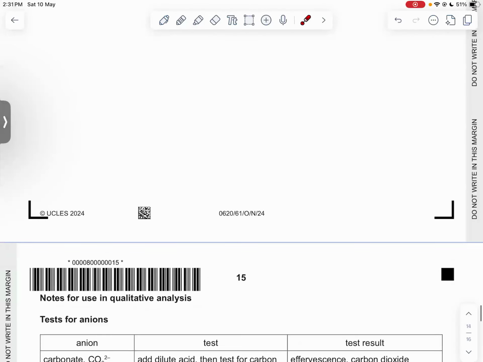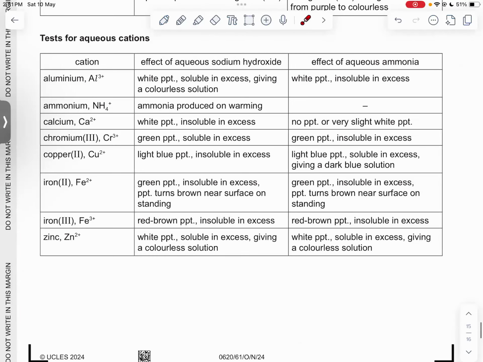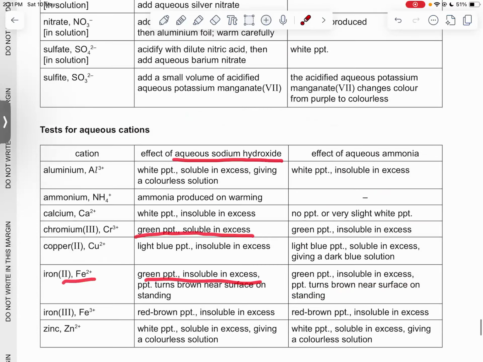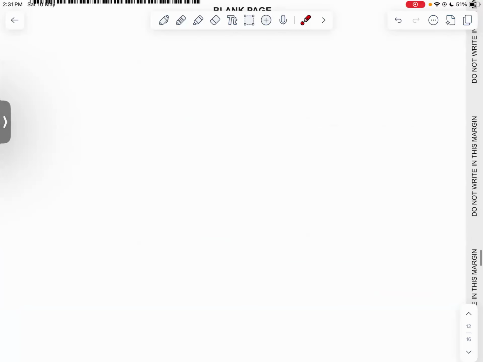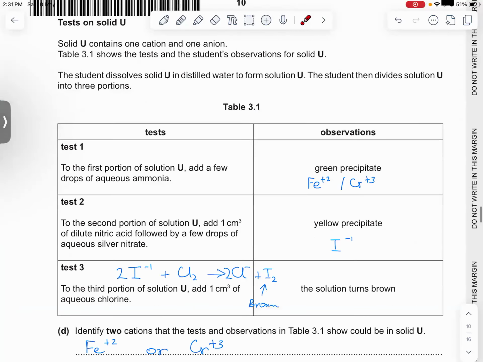Instead of just adding a small portion of ammonia, if we add it in excess, chromium will remain insoluble. Fe2+ will also remain insoluble, but the precipitate will turn brown near the surface, right? But even better, what could we do? We could add aqueous sodium hydroxide to another portion and chromium would dissolve, but Fe2+ would not, right? So we will say add aqueous sodium hydroxide drop by drop until in excess.